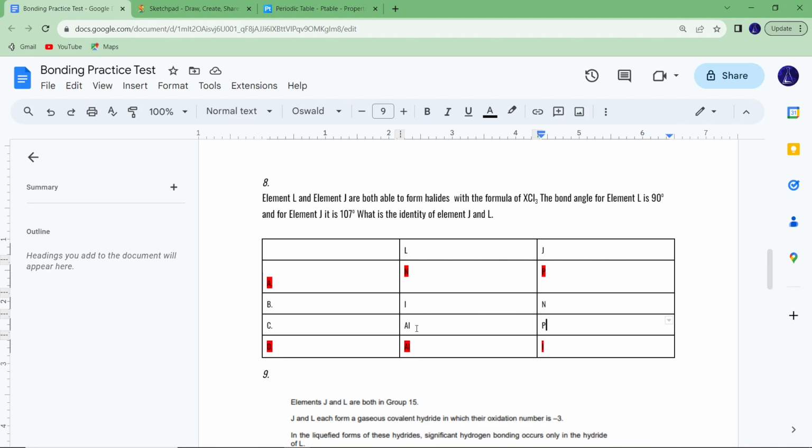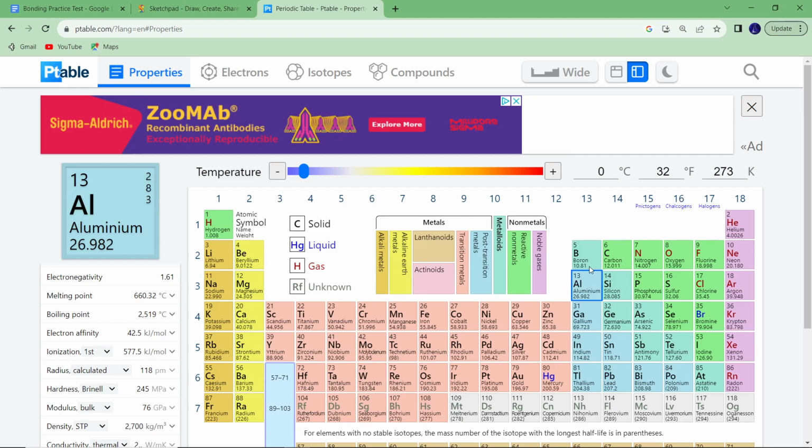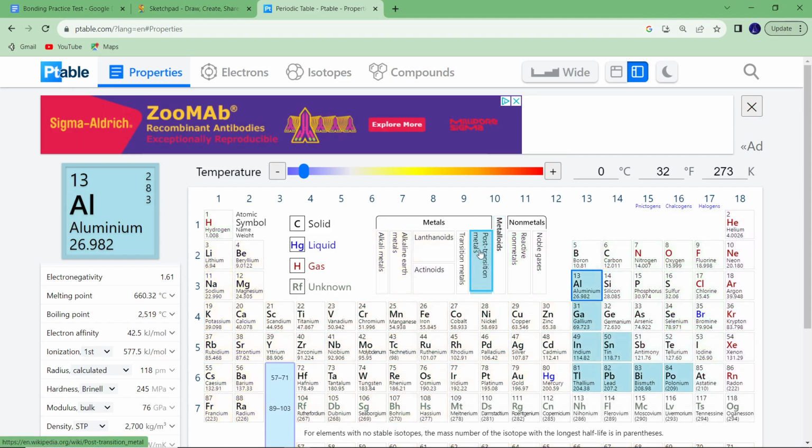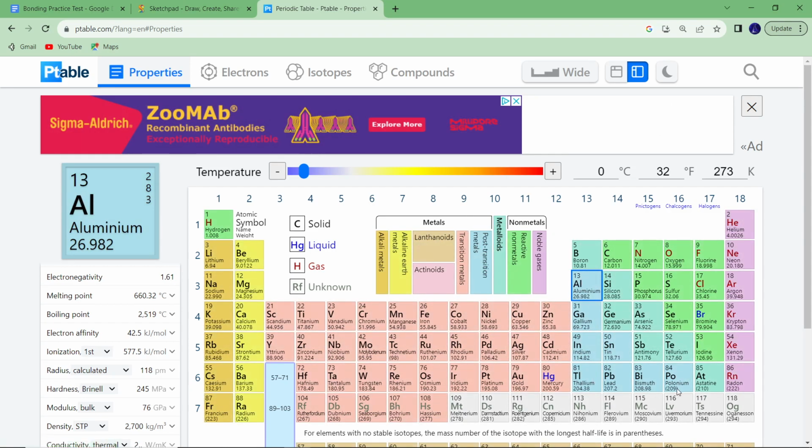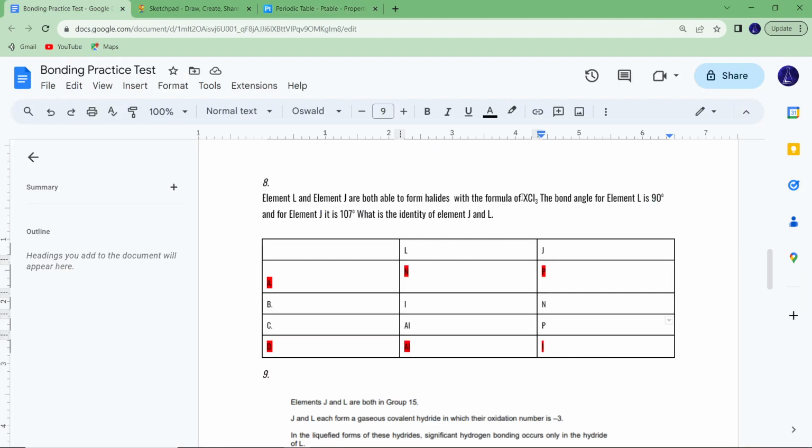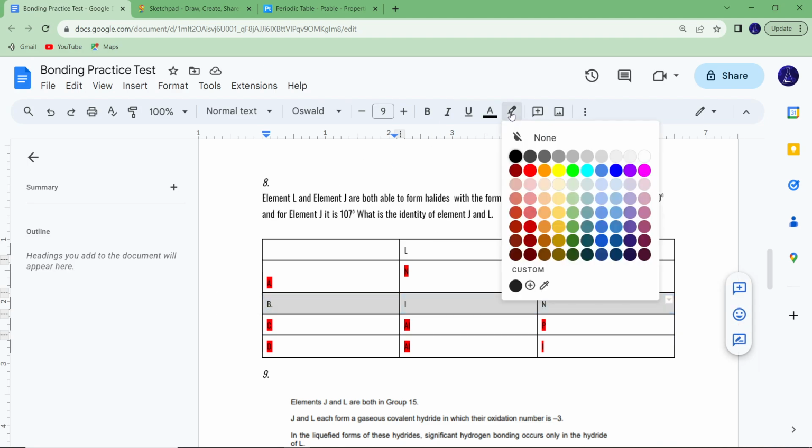The very last one is aluminum and phosphorus, okay? Aluminum ends up being one of these post-transition metals. And metals, when they form bonds, are going to form a lattice structure instead of a structure that gives us angles, which means that we can automatically also eliminate C from our answers. All right? Therefore, B is going to end up being our answer, where we have this one right here.